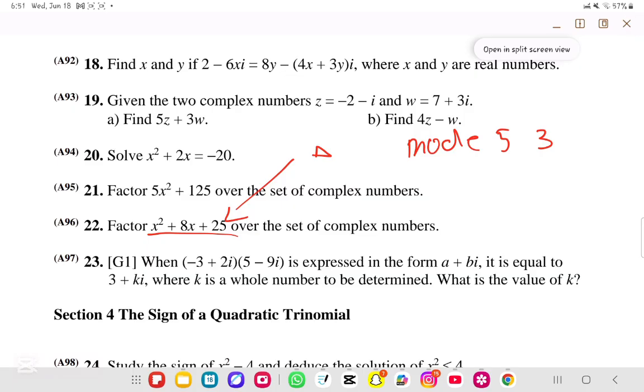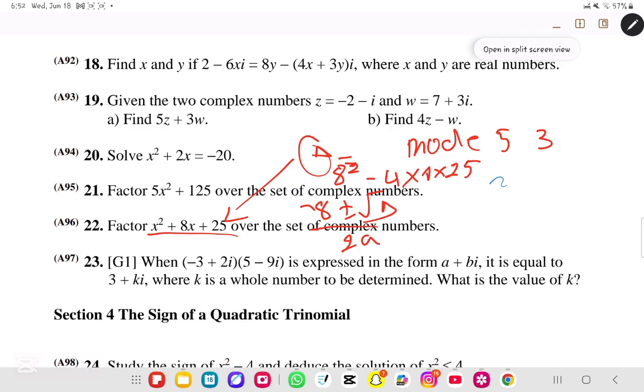I'm going to let you guys do the majority of the solving. So to find the discriminant, it's going to be b squared minus 4ac, so 8 squared minus 4 times 1 times 25, and you will get the discriminant. Then you will do minus 8 plus or minus the radical of the discriminant over 2a to find the value of the factors. Or you could do mod 5, 3, right? When you do mod 5, 3, you will get that x1 is equal to minus 4 plus 3i, and x2 is equal to minus 4 minus 3i.